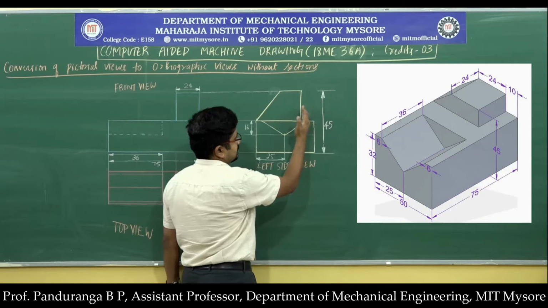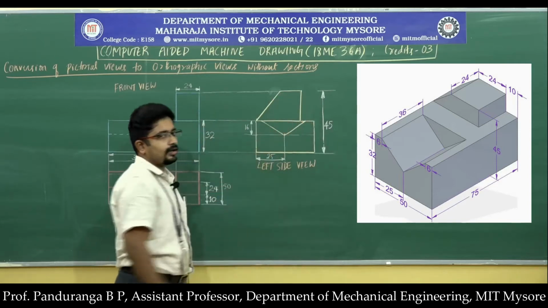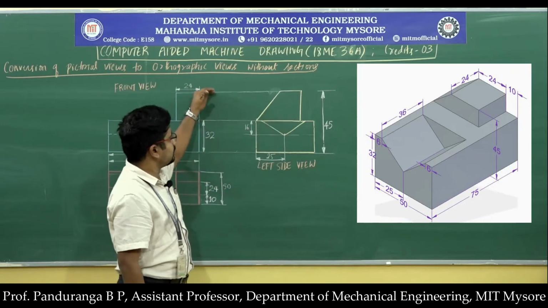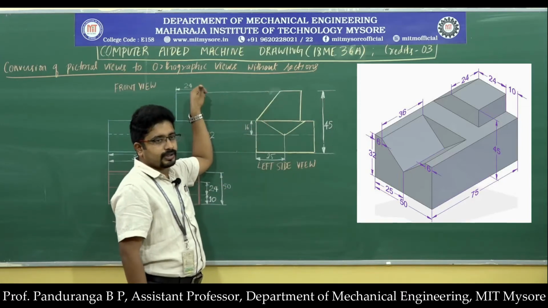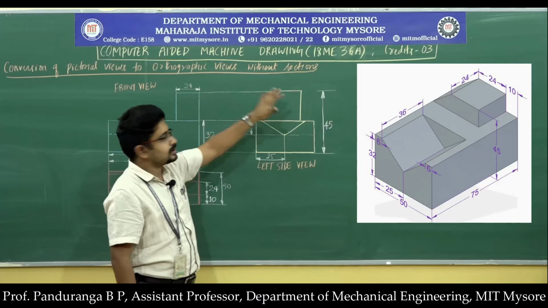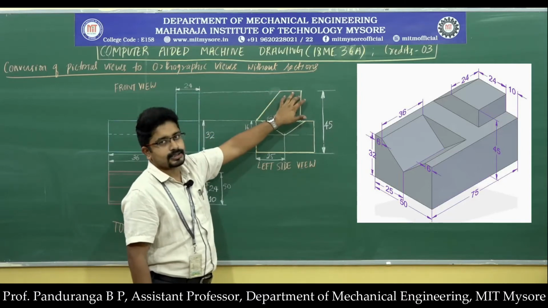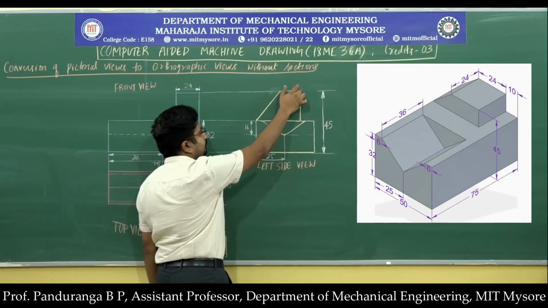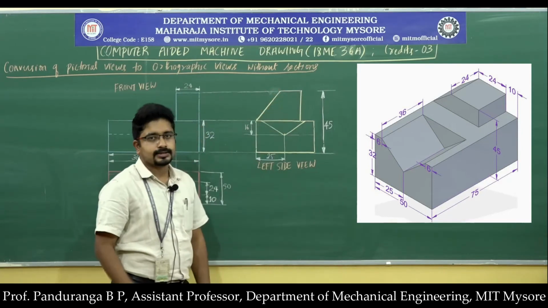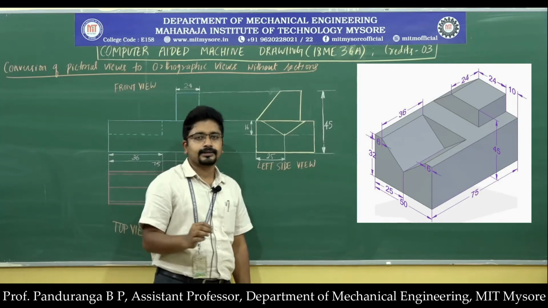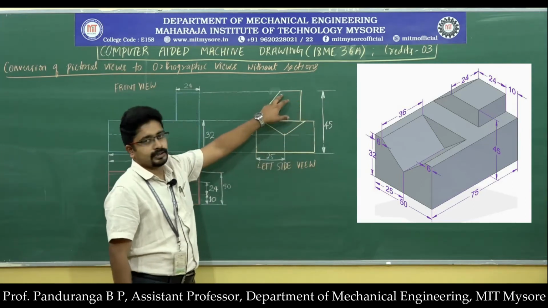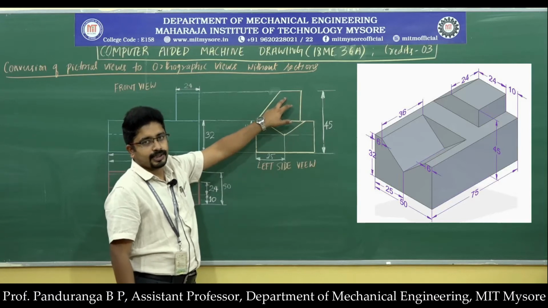From here I will measure 10 mm and draw a vertical construction line which meets the projection line from the top of the front view. Once I have constructed this, I will measure 24 mm here and draw one more construction line. Generally construction lines are slightly thicker than projection lines. So I will draw one more line here for a distance of 24 mm.